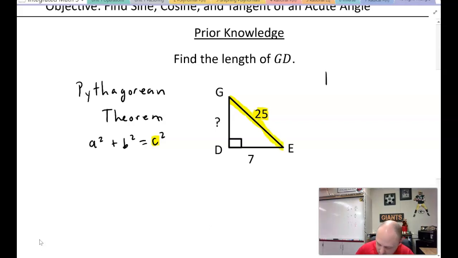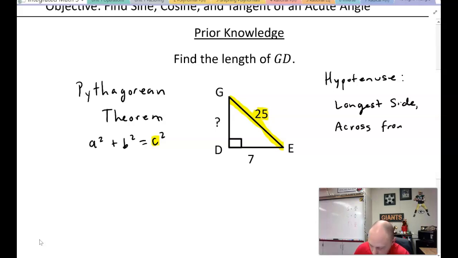I'll just write this down too, especially if you've forgotten this. The hypotenuse is always the longest side. Always, always, always. Longest side. And it is across from the right angle. Always across from the right angle. Hypotenuse. Okay, so that being said, go ahead. Pause the video. Let's see if you can find the length of side GD.